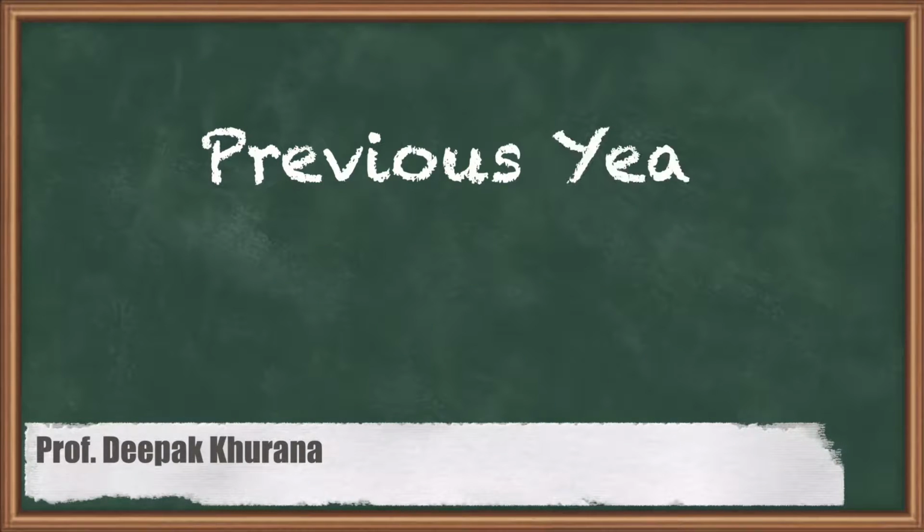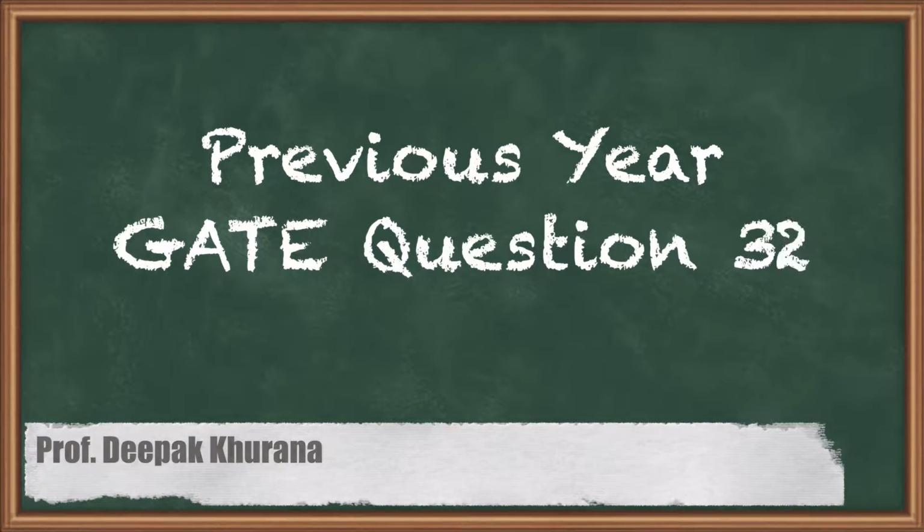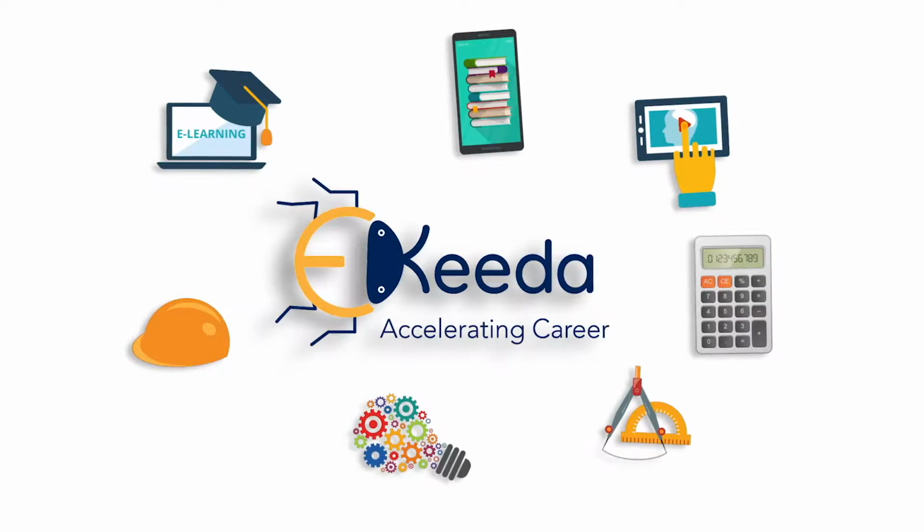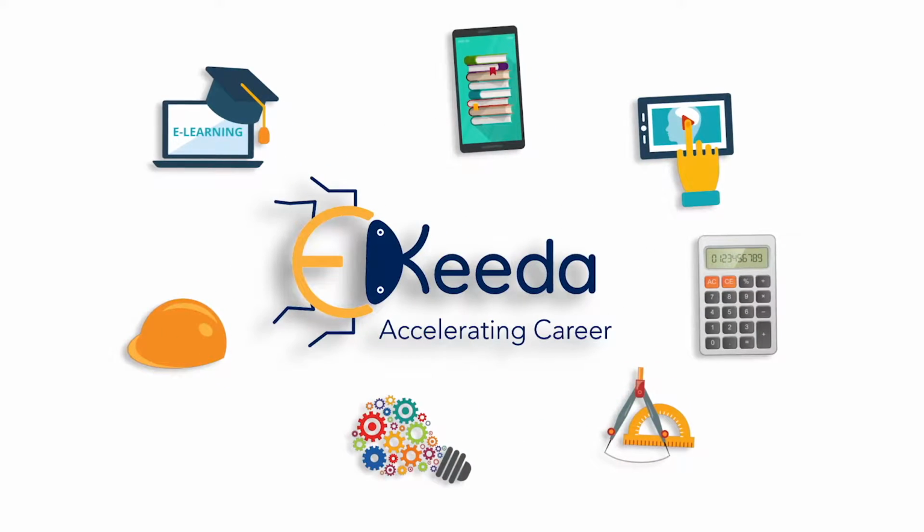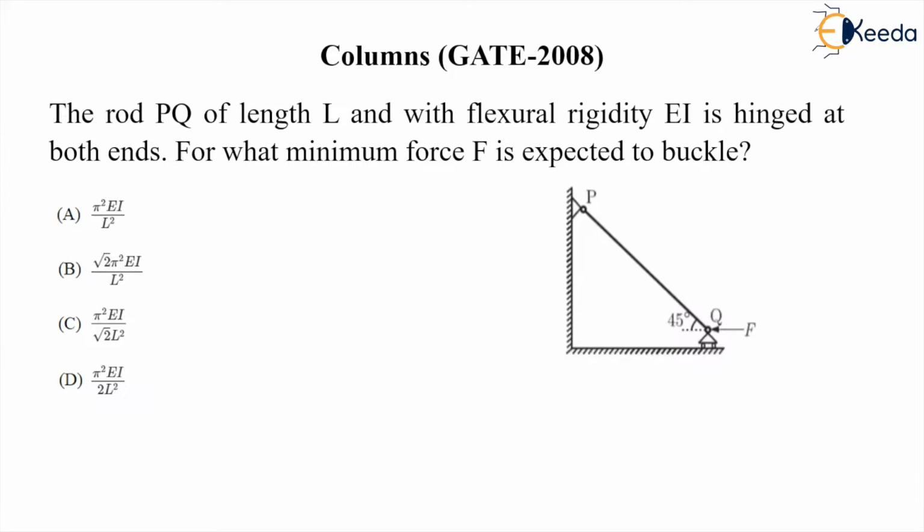Hello students, in this session let us solve a question on columns. The rod PQ of length L and with flexural rigidity EI is hinged at both ends. For what minimum force F is it expected to buckle?